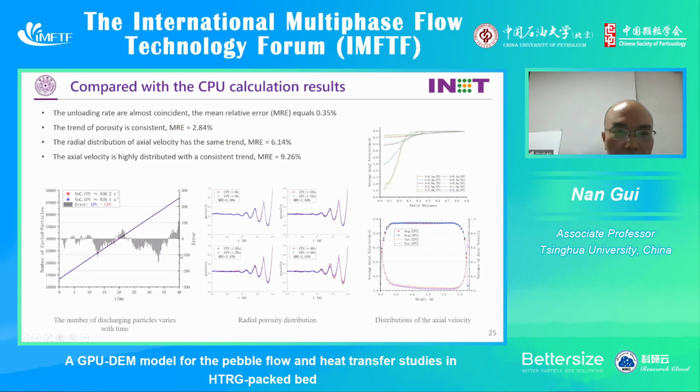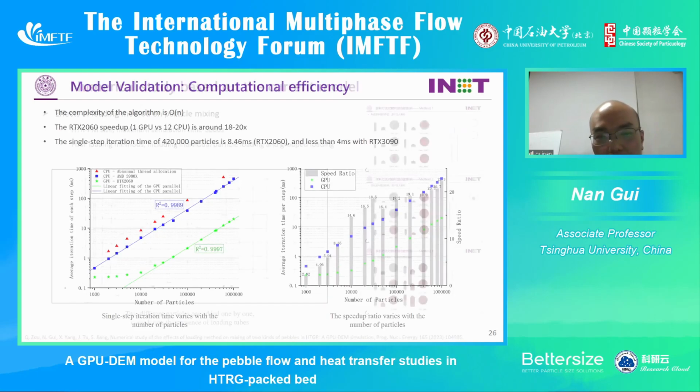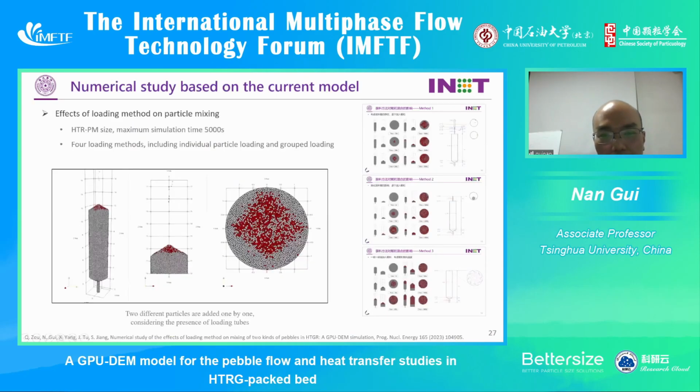And also we compare the computational efficiency, simulating different numbers of particles, and we compare the average iteration speedup ratio. We find, for example, if we use 1,000,000 particles, the speedup ratio may reach as high as 20 for pebble flow. And this is another case where we use the same code to simulate the largest industry scale pebble bed.